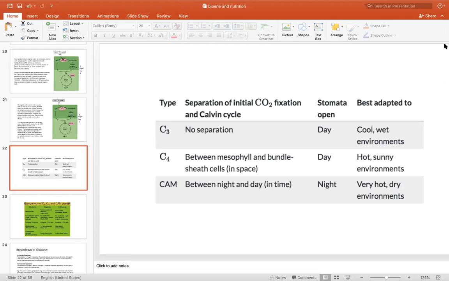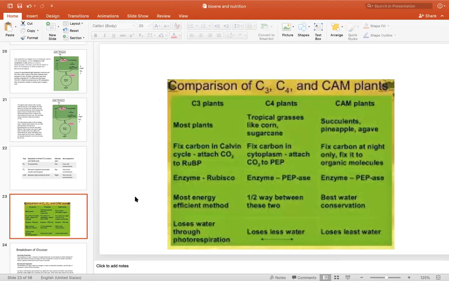C3 plants are ideally adapted to environments that are cool and wet, whereas C4 plants are present in hot and sunny environments, and CAM plants are present in very hot and dry environments. Here are a few more examples of such plants: tropical grasses, corn, and sugarcane are C4 plants; succulents, pineapple, and agave are CAM plants. Agave is what gives you agave nectar, which is a sweet nectar.